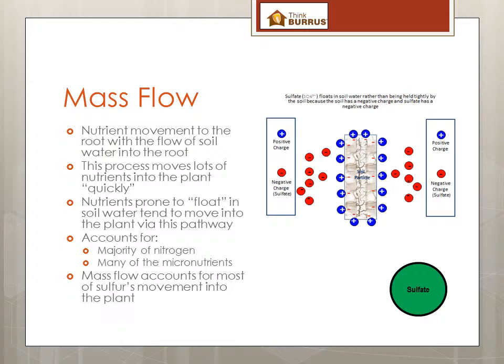Well, mass flow is nutrient movement into the root with the flow of soil water into the root. So the nutrient comes with the water moving into the plant, and this process moves lots of nutrients into the plant quickly. Nutrients that are prone to float in soil water tend to move into the plant through this pathway. So nitrogen, for instance, tends to move into the plant as nitrate with the water stream. Micronutrients tend to move the same way, and mass flow accounts for most of sulfur's movement into the plant because sulfate floats in the soil water and is just brought with it.